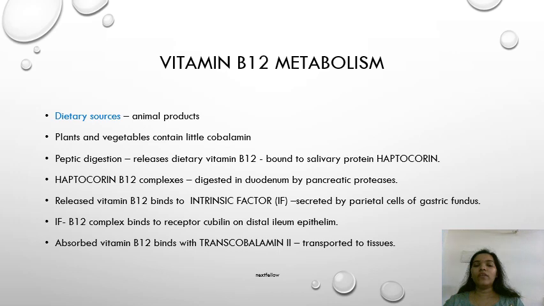Now the vitamin B12 will bind with the intrinsic factor within the duodenum. But this intrinsic factor is produced from the parietal cells of the gastric fundus. But the binding will take place within the duodenum. So once this binding occurs, this complex will travel to the terminal or distal ileum, and then through the receptor cubilin, it will be taken up by the cells of the ileum and then it is absorbed. So this absorbed vitamin B12 combines with transcobalamin 2 and then it is transported to different tissues.